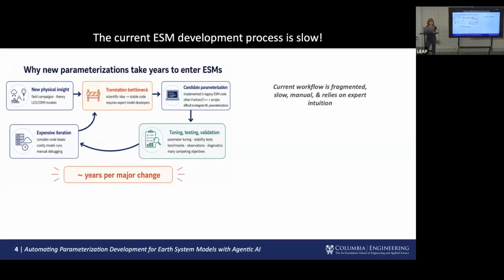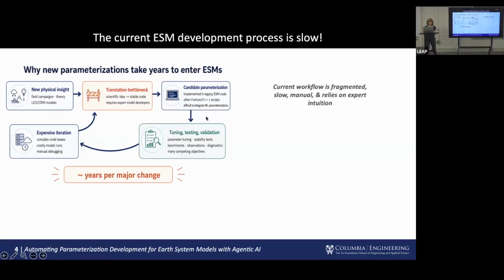But generally for atmospheric observations, we might get new physical insights from field campaigns or from high resolution models like large eddy simulations or cloud resolving simulations. We have to do a lot of work to translate this physical insight into a parameterization that can be executed in models. And we have seen that machine learning can help accelerate that. But there's still this translation bottleneck where we're going from whatever observations we have, which can have many different modalities, to the code that we actually need to integrate into our model.